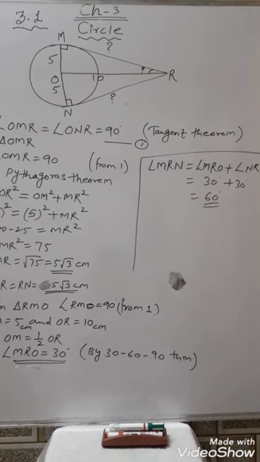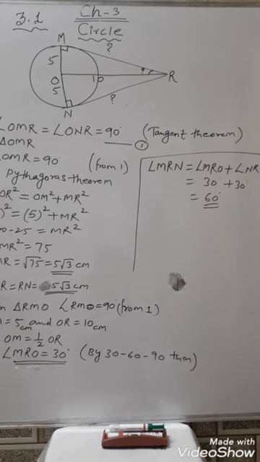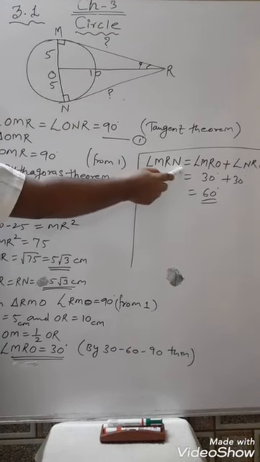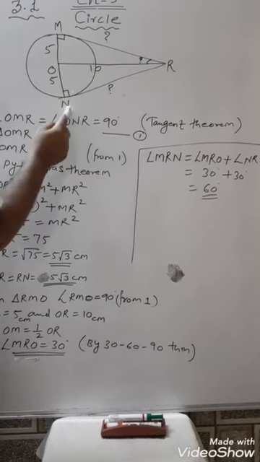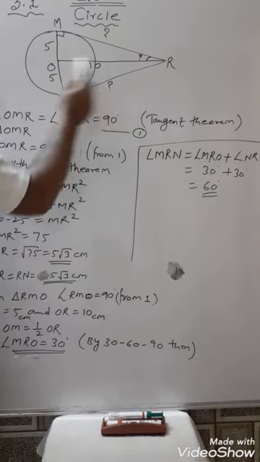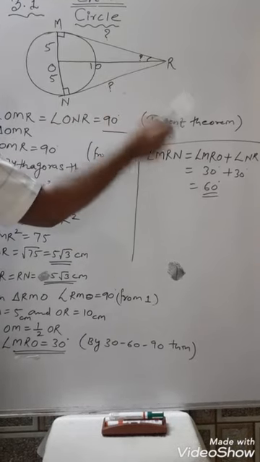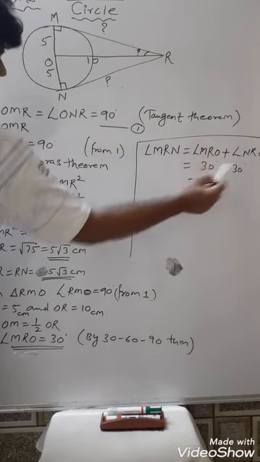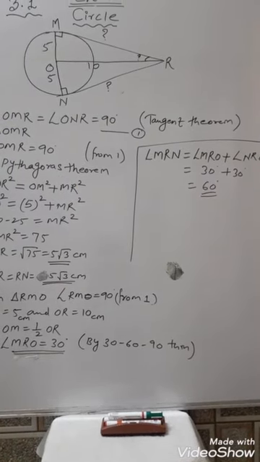Now the third part, you have to find the measure of angle MRN. So how do we find the measure of angle MRN? MRO you got 30. So NRO is also 30. So both are 30, 30. 30 plus 30, what do you get? 60. So MRN equals MRO plus NRO, that is 30 plus 30. You get 60. This way we completed the second part.